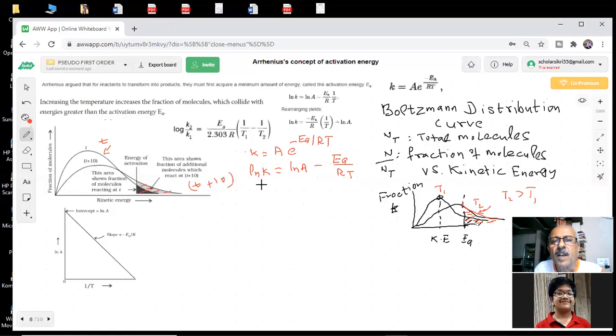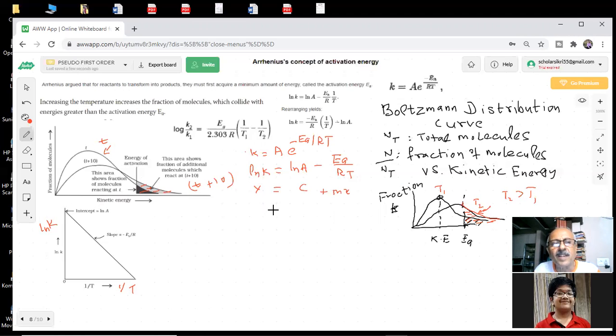So if I now consider this as y is equal to mx plus c, a straight line equation, again a graph. So if I make a graph of ln k versus 1 by T here, what you are going to get, you can see this value is negative, this value is negative. So the ln k versus 1 by T graph will be a straight line, as I've shown here.